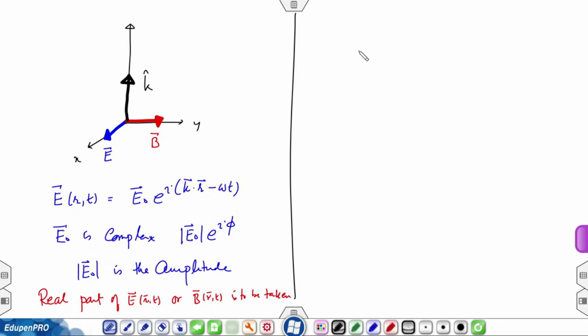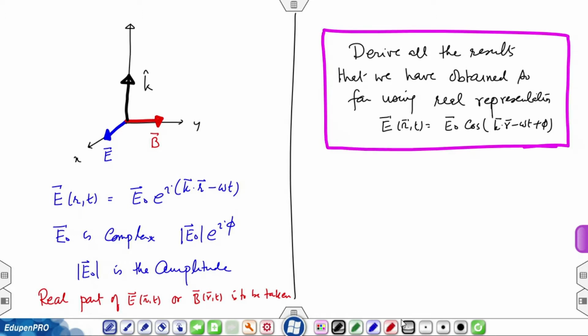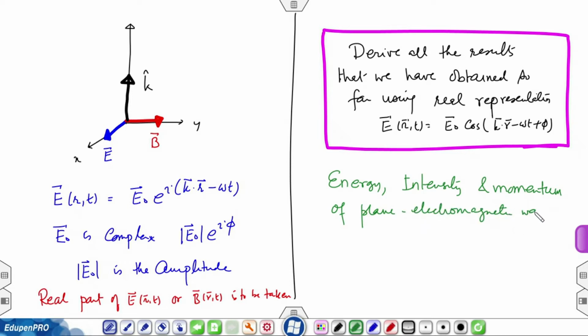I would also like you to, just for practice, derive all the results that we have obtained so far using real representation, that is taking E(r,t) to be E0 real cosine(k·r − ωt + φ), and similarly for B. Now, let us see, when I have these equations, what about the energy, intensity and momentum of plane electromagnetic waves, and I want to also use the complex notation, because as I just said, it makes life easy, and you will see when you do the problem that I have just given you, that in the case of real quantities, you have to play around with trigonometric identities.